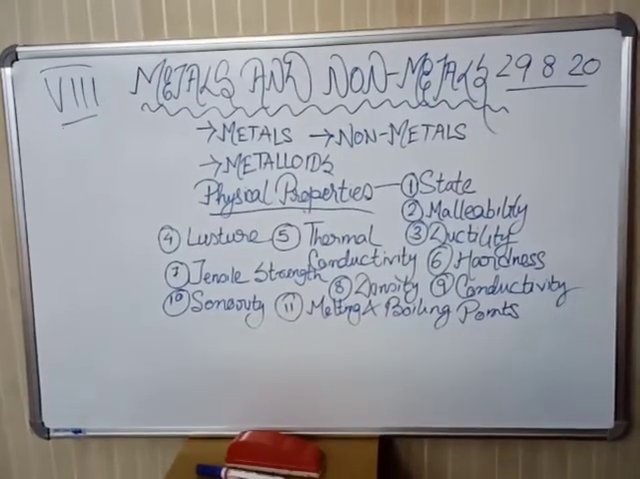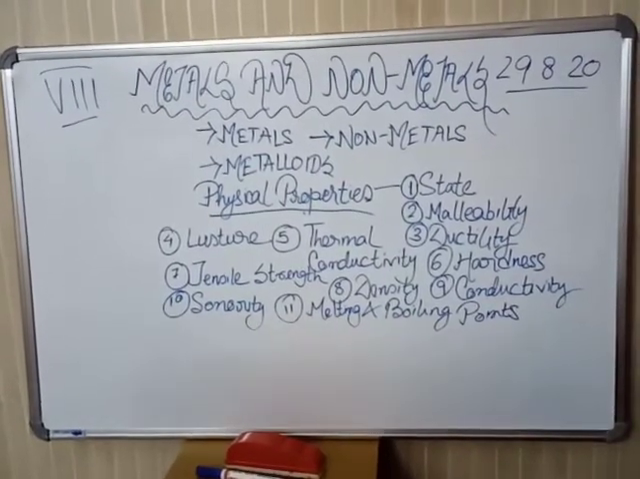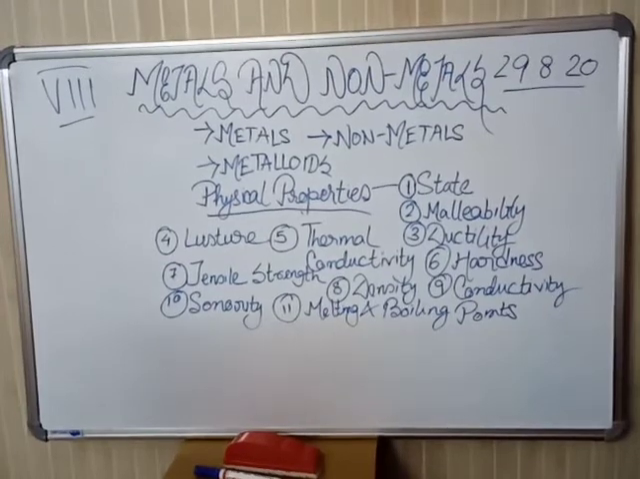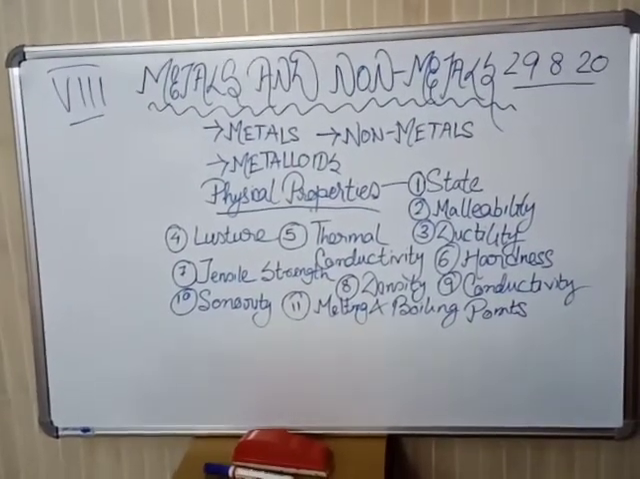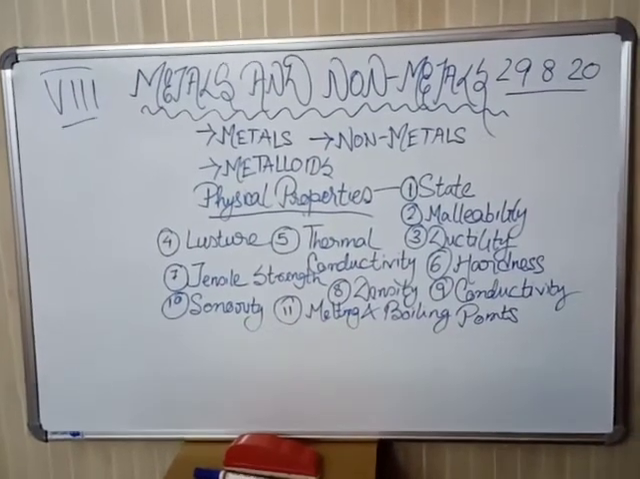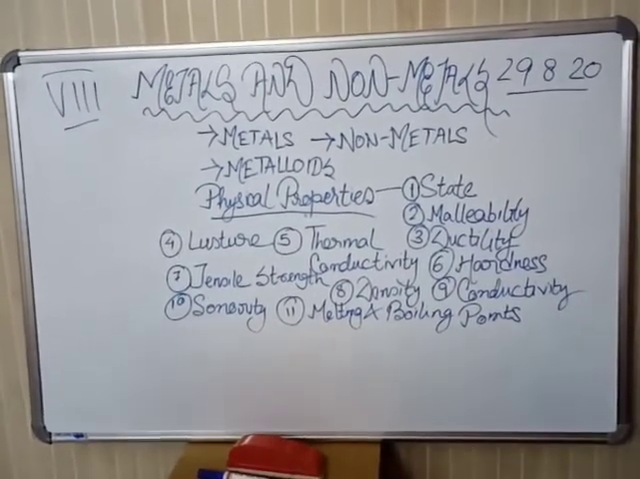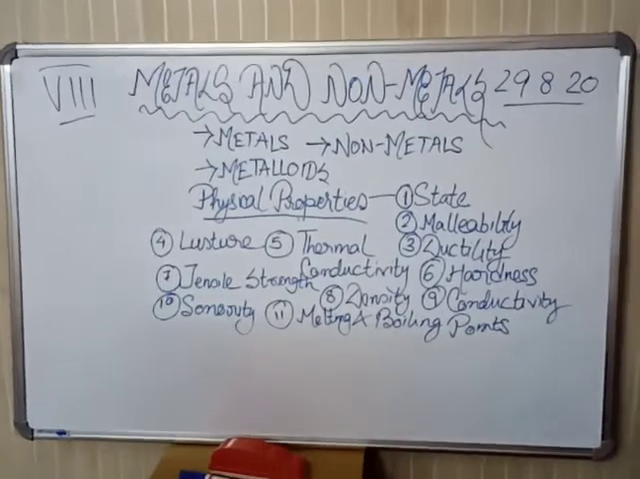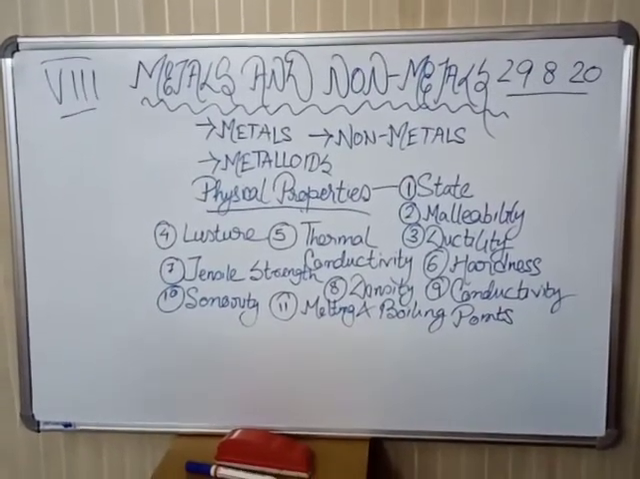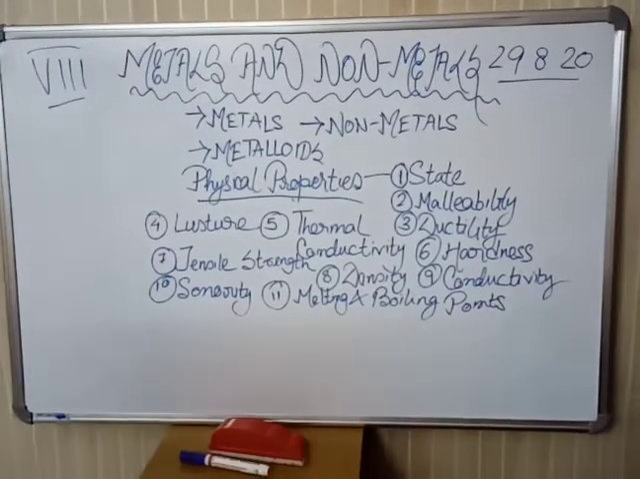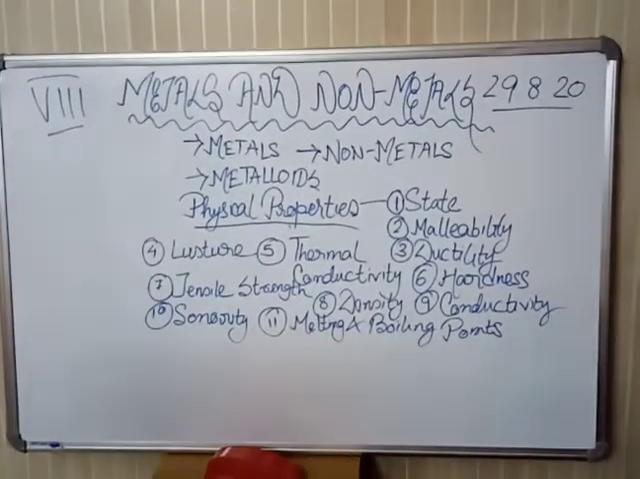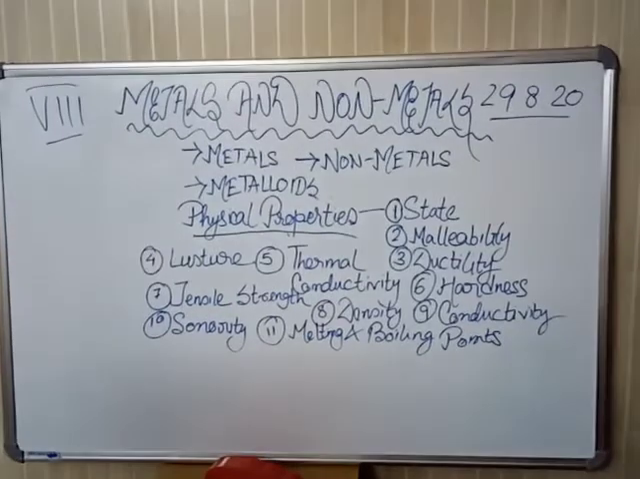Now tensile strength. Tensile strength of a material is the maximum amount of stress or strain a material can take without breaking. Okay, so what is tensile strength? Tensile strength is the amount of pressure or strain the element can tolerate. Metals usually have very high tensile strength, whereas non-metals have very low tensile strength.